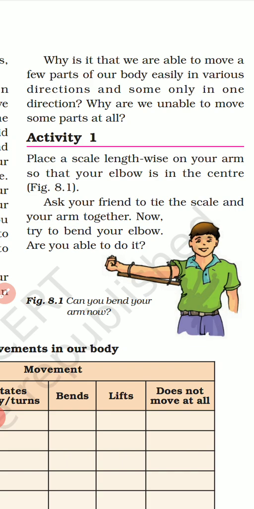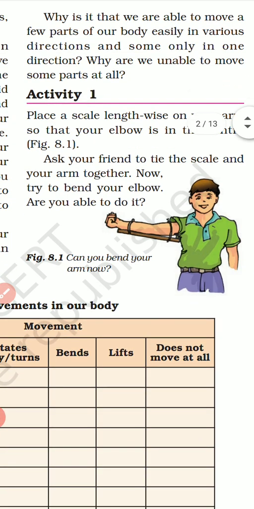Now, activity 1, this you have to do. See, why are we able to move it? Why are we not able to move in those directions? That all depends on the type of joints we have, right? So now you're going to learn what joint is present in which part of the body. So let's start activity number 1.